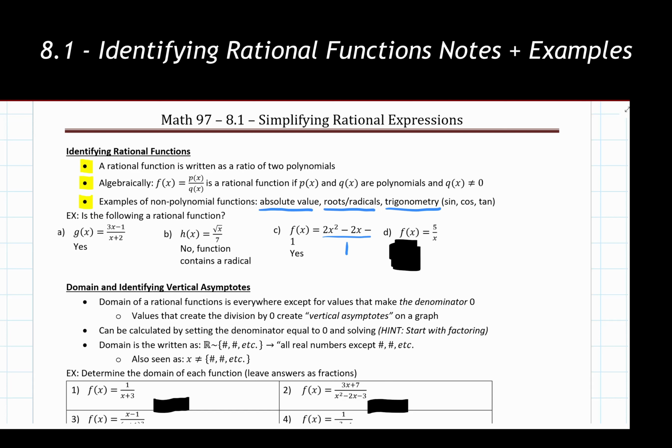And looking at D, we have f of x is equal to 5 divided by x. Again, the numerator is a monomial, it only has one term. The denominator is a monomial, it only has one term. There are no absolute value signs, no roots or radicals, no trigonometry, so this thing is also a rational function.